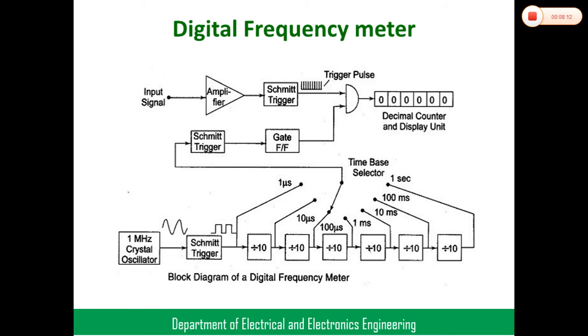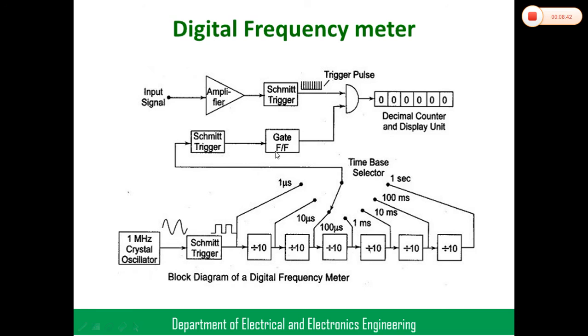We have not mentioned it here. First of all, the input signal is applied to the amplifier, which amplifies the voltage and sends it to the Schmitt trigger. The Schmitt trigger converts the amplified signal to a square wave.